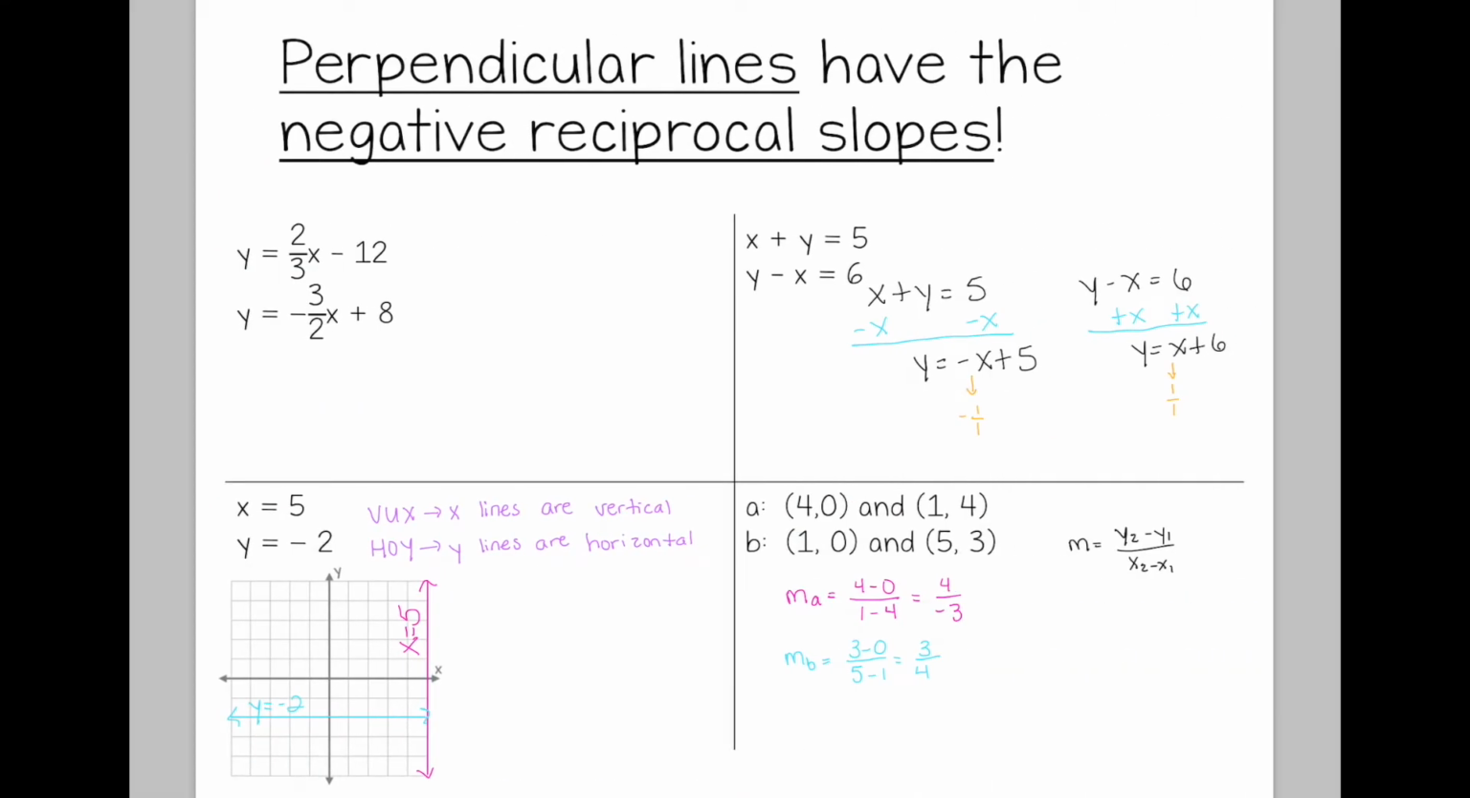Perpendicular lines have slopes that are negative reciprocals. So reciprocals are when you flip a fraction over, and when they say negative, they mean one is positive and the other one is negative.